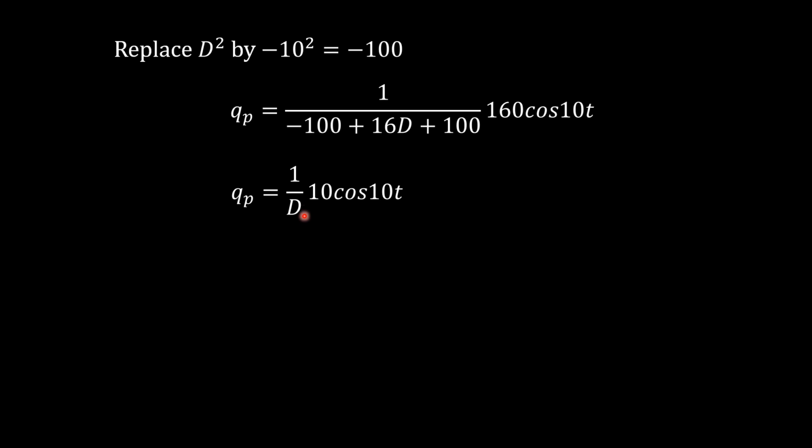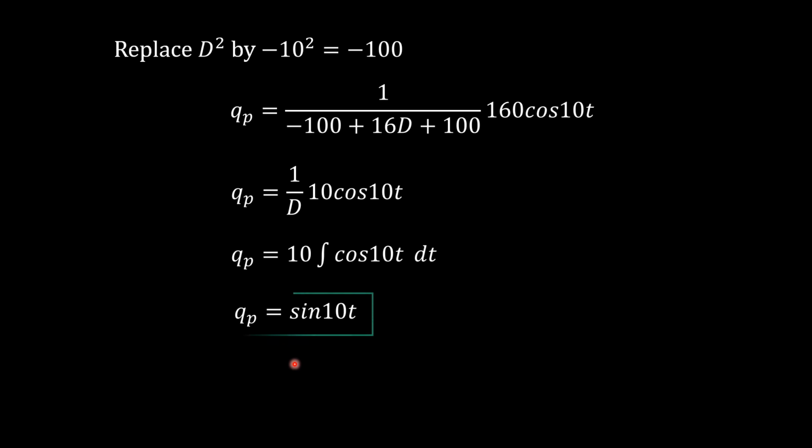So 1 upon d is nothing but the antiderivative. So this is simple integration: 10 times the integration of cos of 10t dt. Its integration is sine of 10t upon 10. So again the 10 got cancelled and we are left with Qp equal to sine of 10t. In the particular integral we are not adding the integrating constant, because we have already added it into the complementary function. So the particular integral Qp is sine of 10t.